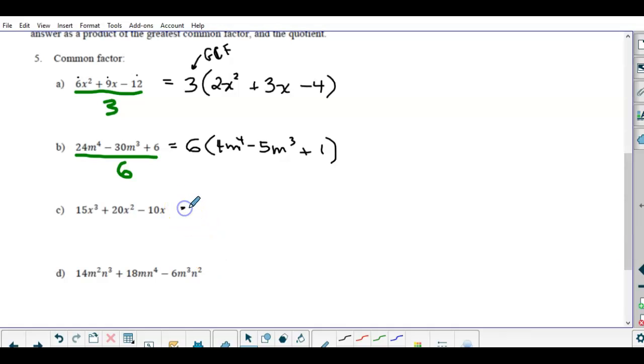Okay, and then you can expand back to check. Next one, 15, 20, and 10. Well, anytime you have zeros or 5s at the end, you know 5 is common. 10 is the smallest, but it doesn't go into 15. So 5. Take a look here. There's x cubed, x squared, and x. So also x is common. So we're going to divide everything by 5x.